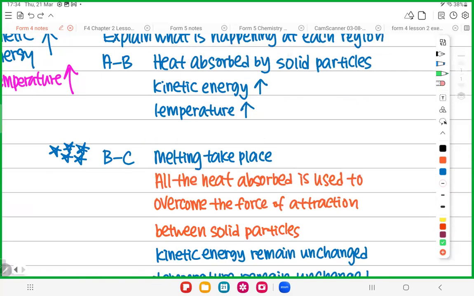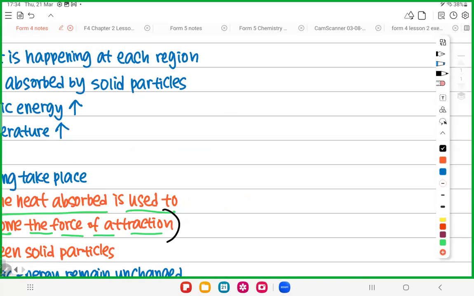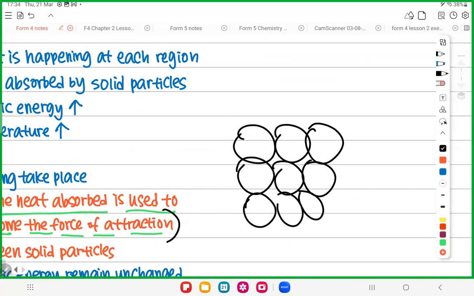So during the melting process, what happened? All the heat that we put inside, all the heat they absorb, they use the heat to overcome force of attraction. Guys, what do we mean by overcome force of attraction? Overcome force of attraction means cut. Like solid wants to become liquid, I must cut.